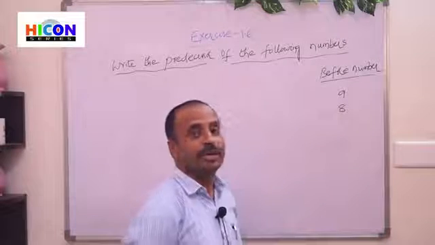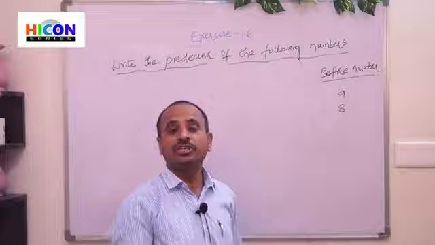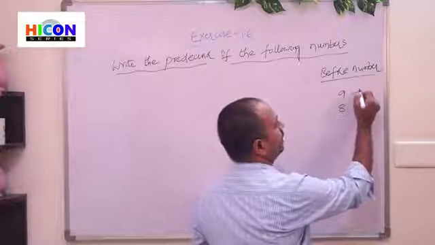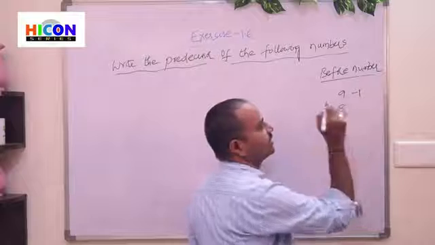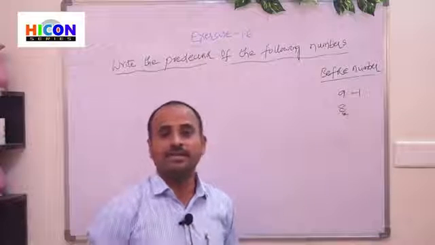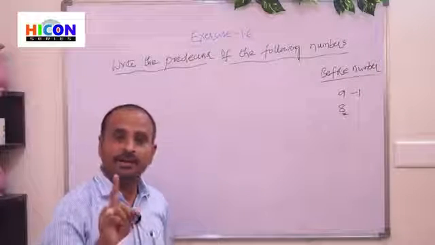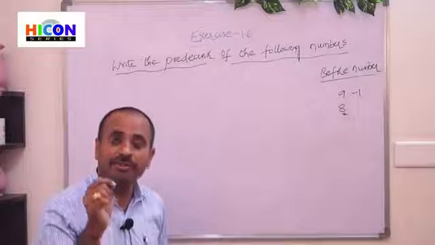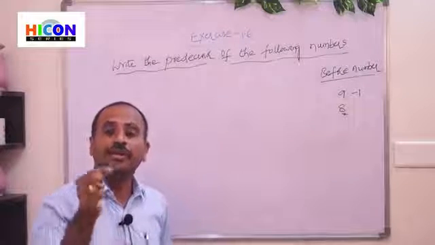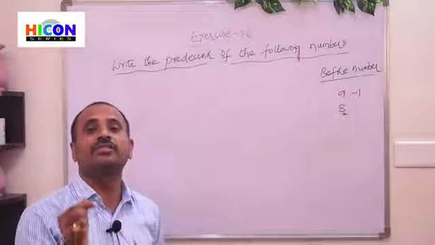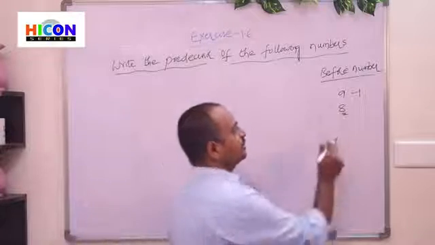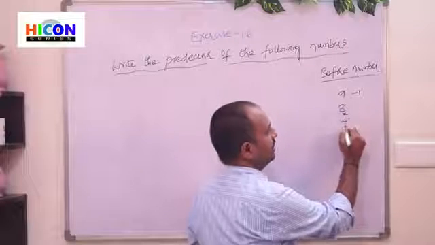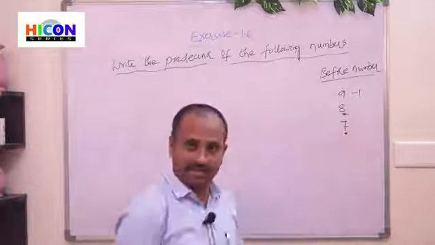So predecessor can be obtained just by subtracting 1 from the given number. Subtracting 1 from the given number means we have to decrease the digit present in the ones place. Next, what is the predecessor of 8? 8 minus 1, we will get 7. So 7 is the predecessor.